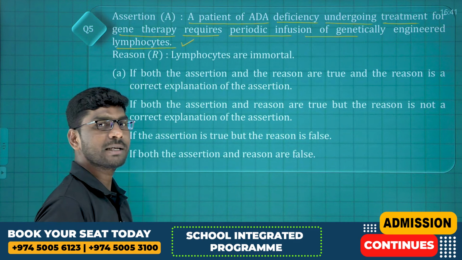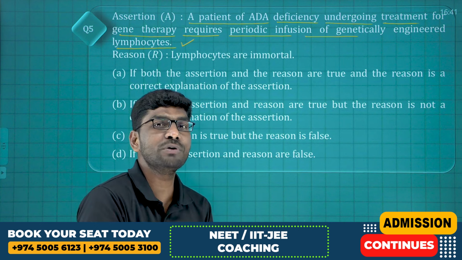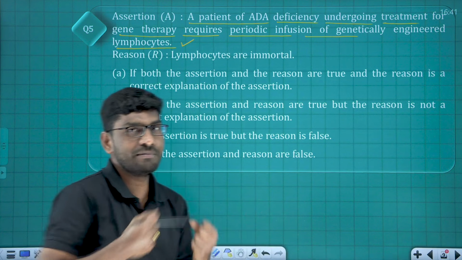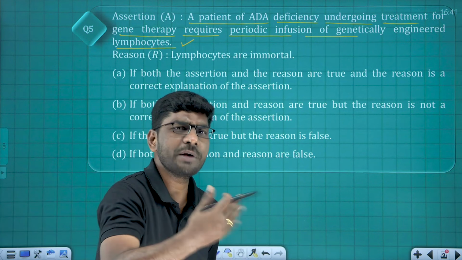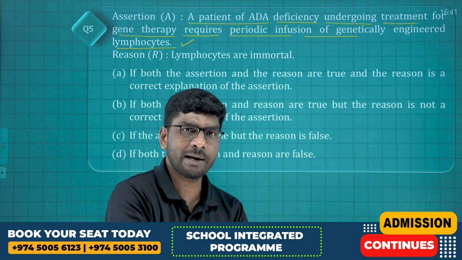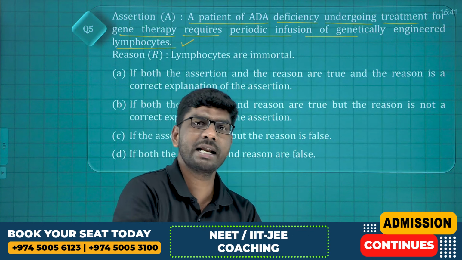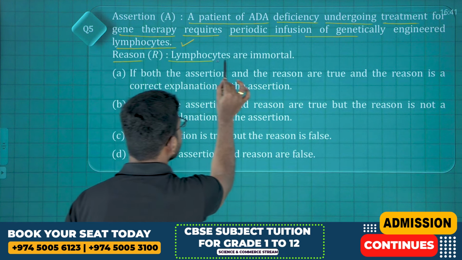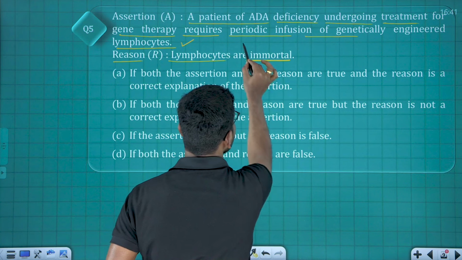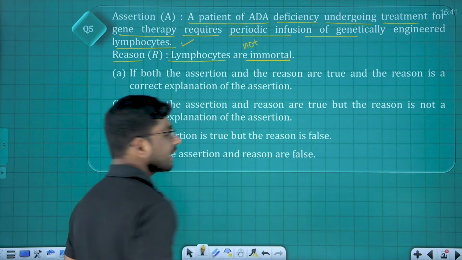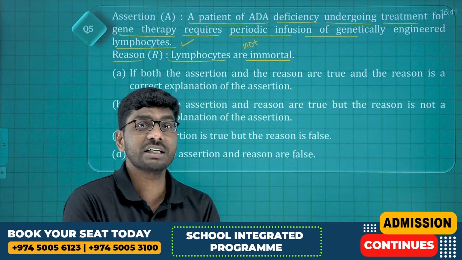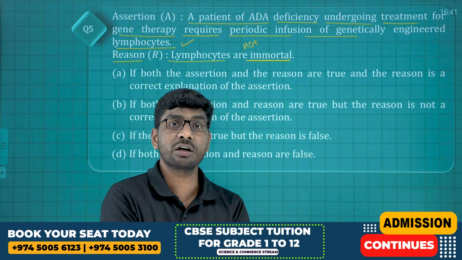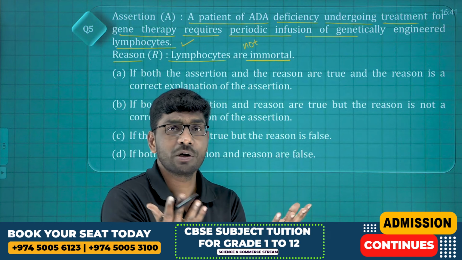Absolutely correct. Direct statement. Periodically we need to infuse or inject these genetically engineered lymphocyte cells. Why should we give them periodically? If you give it one time, it's enough, right? Then why should we give it again and again? Because these lymphocyte cells, the reason is what? Tell me. Lymphocytes are immortal? Not immortal. Read the NCERT, clearly mentioned. These lymphocyte cells have death. After a few days, they die. Immortal means they don't have death.